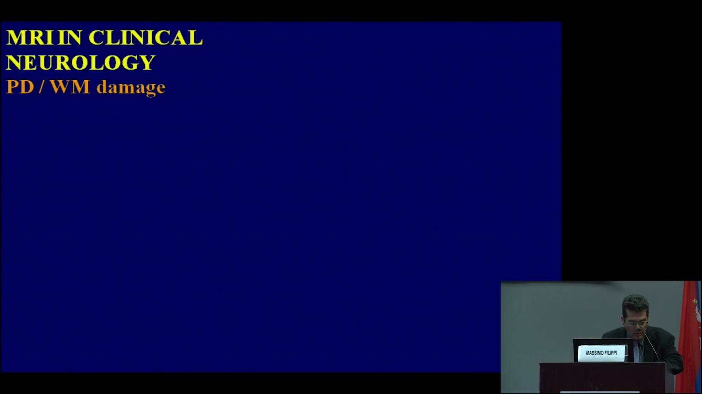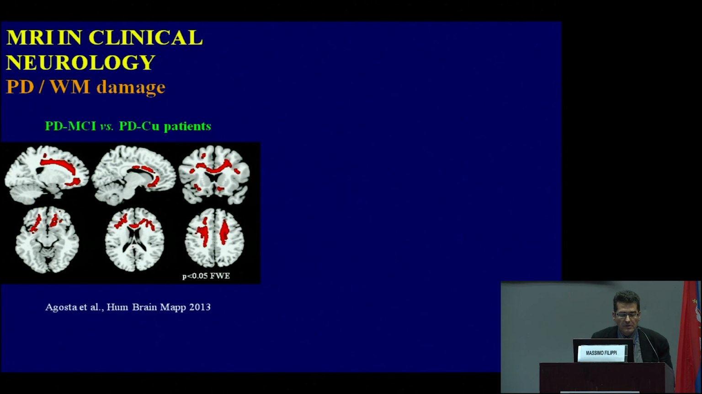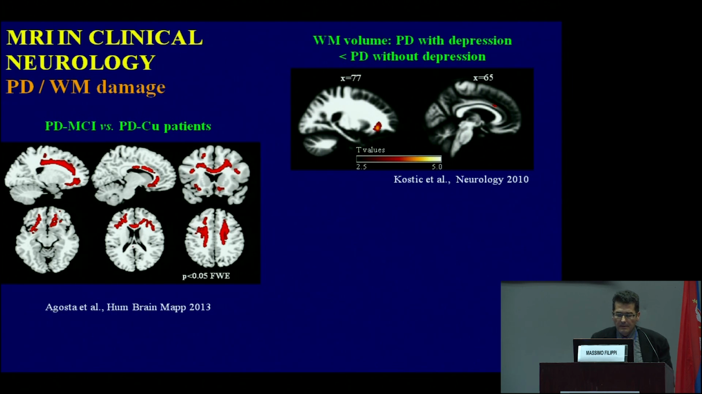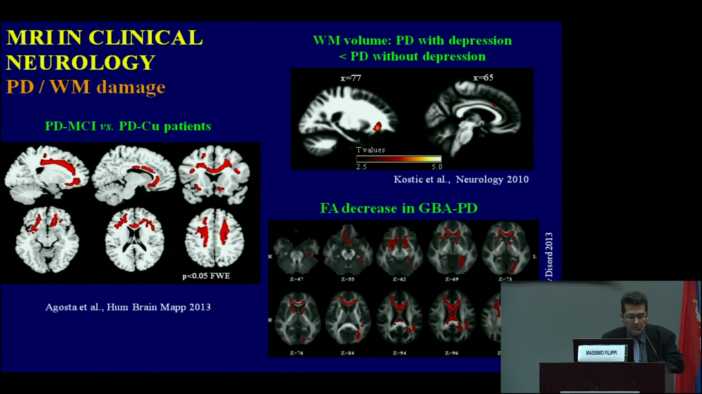White matter damage is also related to the clinical manifestations of the disease. For instance, we showed, again together with Professor Kostic, that there is atrophy of white matter areas, especially anterior, frontal, parietal, temporal areas, in patients with Parkinson's disease and MCI compared to those with just Parkinson's disease. And again, this was shown yesterday by Professor Kostic. Damage to orbitofrontal regions is associated with depression in Parkinson's disease. So I will not discuss this because it has already been discussed yesterday. And this has been discussed yesterday as well.